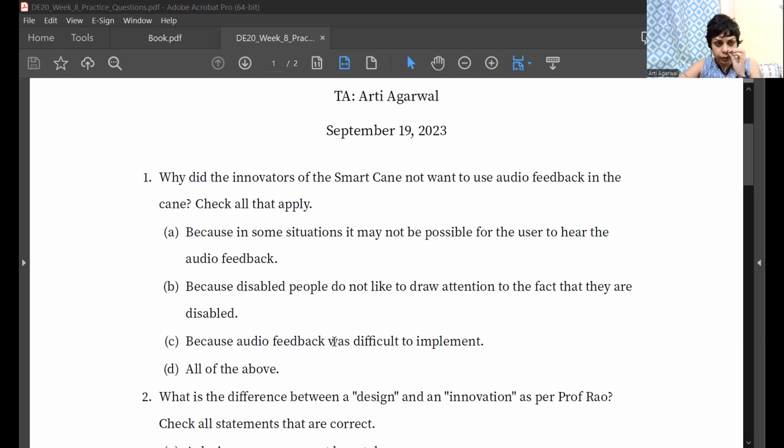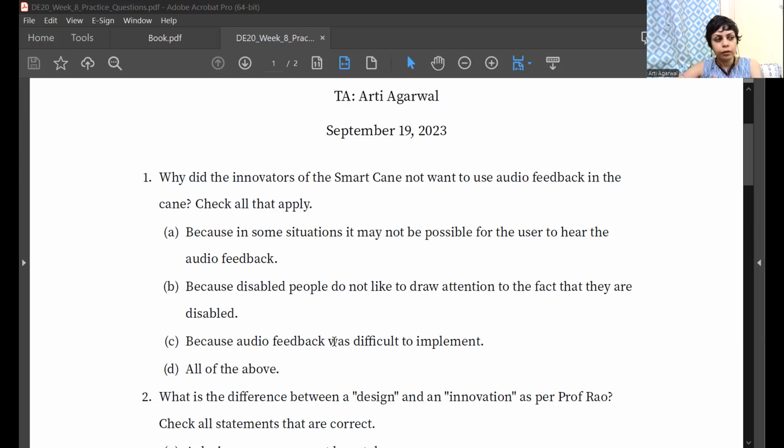Then in that case, your innovation doesn't work in some very serious settings. In places like traffic, or when the person is walking on the sidewalk in traffic, an audio alarm system not working is a serious risk. It's a very big risk to the disabled person, because that person is relying on that alarm system. So option A is correct, that it would not be possible for the user to hear the audio feedback all the time.